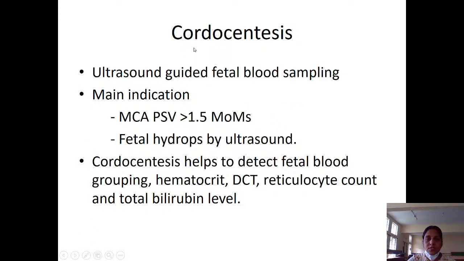Coming to cordocentesis, it is an ultrasound guided fetal blood sample that will be taken from the umbilical cord under guidance. It helps to detect the fetal blood group, direct Coombs test, and blood count. The indication is when you have done the ultrasound and the Doppler, and you have got a high middle cerebral artery velocity, there the baby is compromised and there is the brain sparing effect. The blood is diverted to the brain from other organs. That's why the velocity is increased.